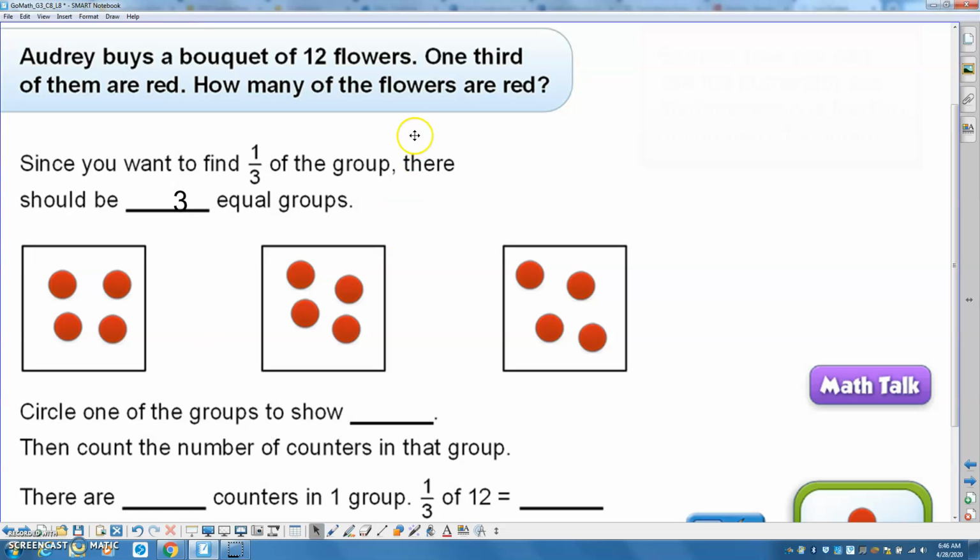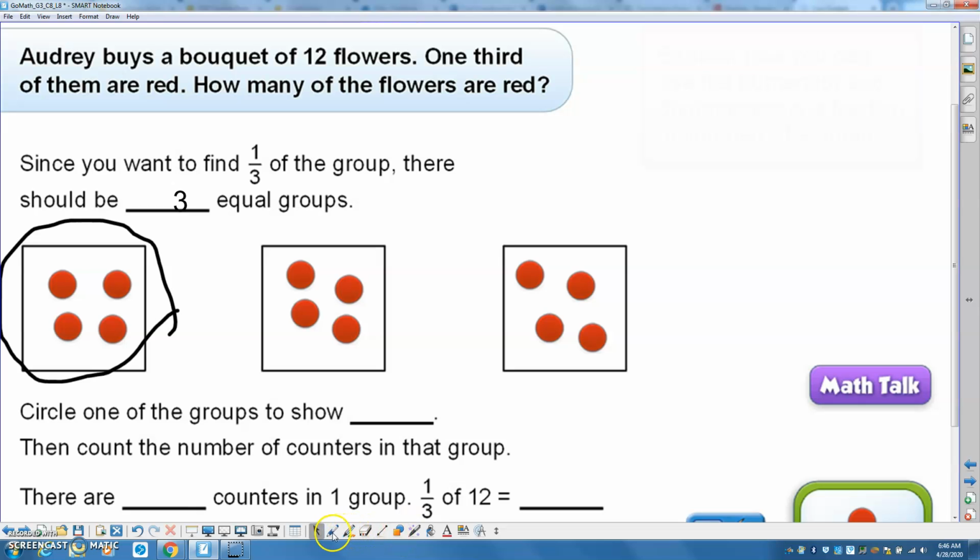So now we knew there were 3 groups because we're splitting them into thirds. There are 12 total flowers, so we're going to split those 12 flowers into the 3 groups. The denominator tells us how many groups. We're going to circle one of those groups to show 1/3. So if we're only looking for 1/3, then we're only looking for one of these groups. So how many are in that group? 1, 2, 3, 4.